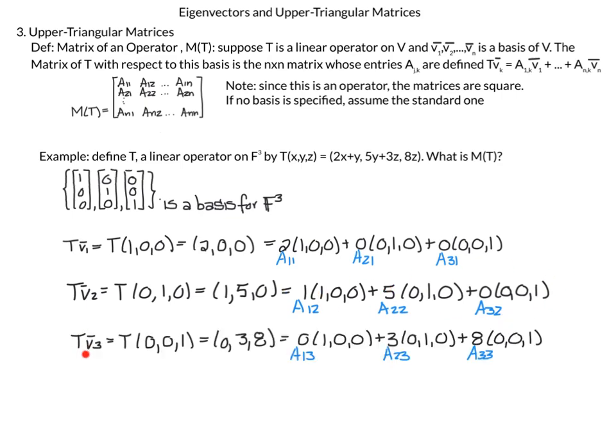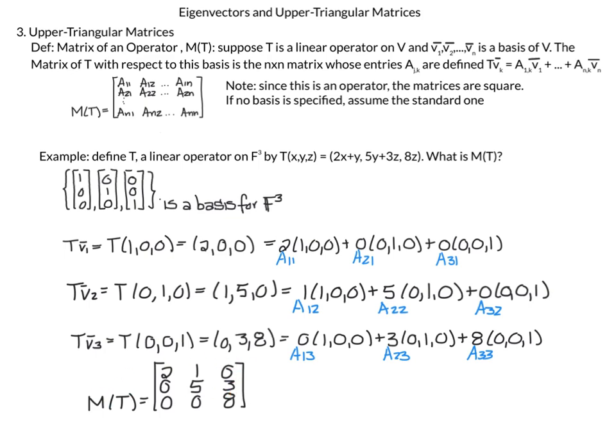I now take my transformation on my last basis vector, T of (0, 0, 1). That gives me (0, 3, 8). So that gives me A13, A23, and A33. So my matrix, M of T, this is the matrix that represents the transformation T, is equal to (2, 0, 0). That's my first column. This is A11, this is A21, A31. My next column is (1, 5, 0). And my last column is (0, 3, 8).